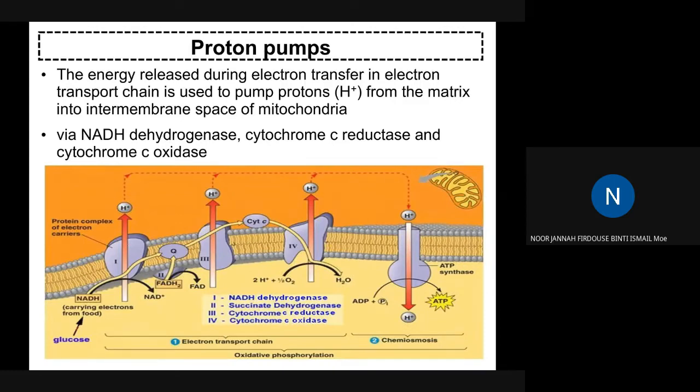Proton pump. The integral proteins use the energy released during transfer of electron to pump proton. The proton has higher concentration in the matrix of mitochondria and is transported into the intermembrane space. The only complexes involved in the proton pump are complex number one, number three, and number four.